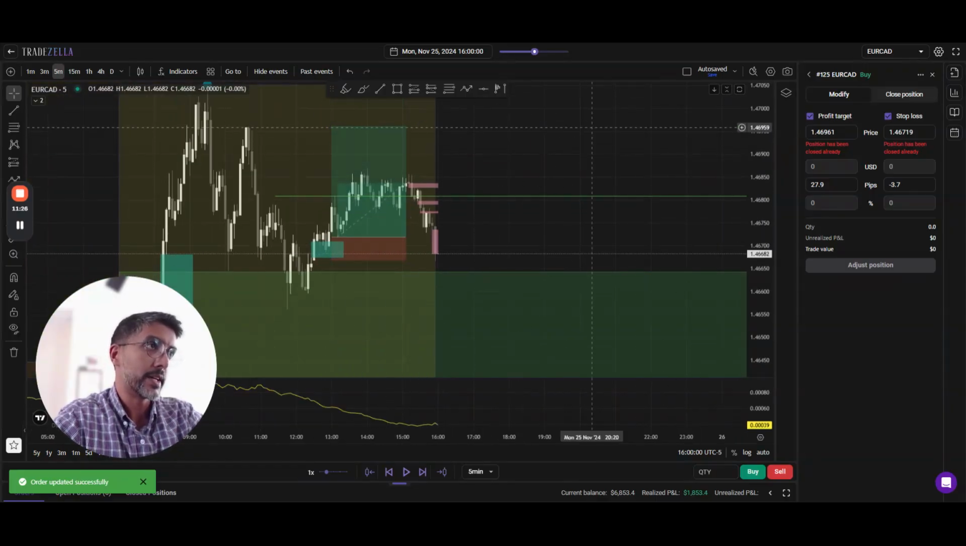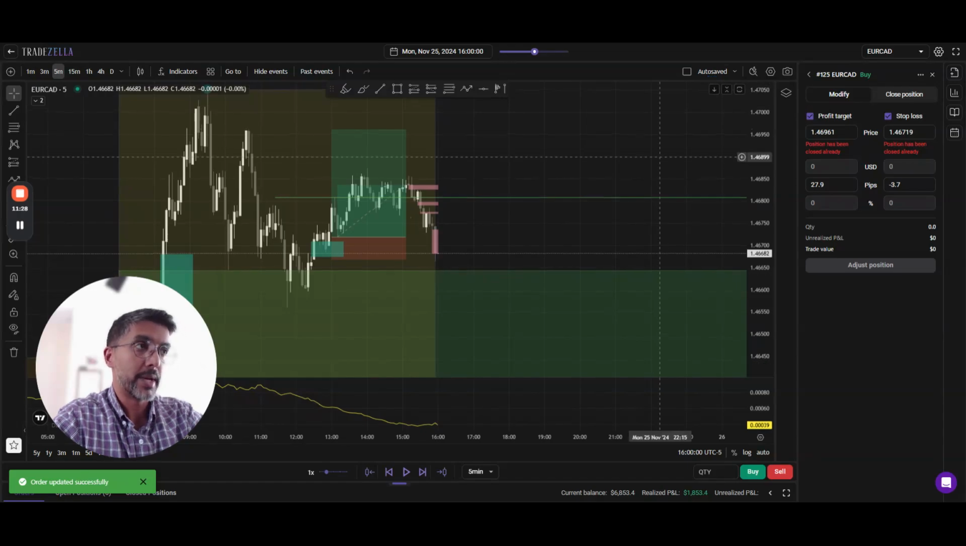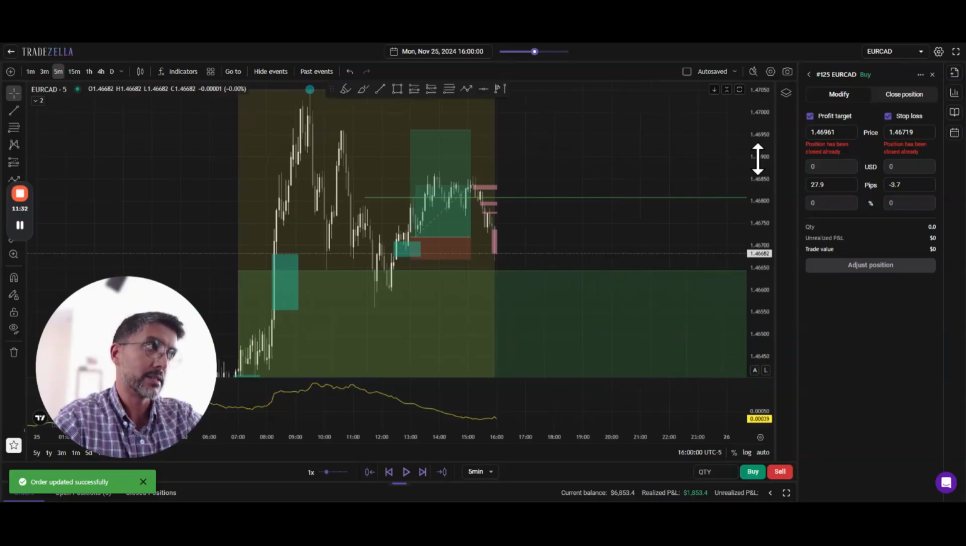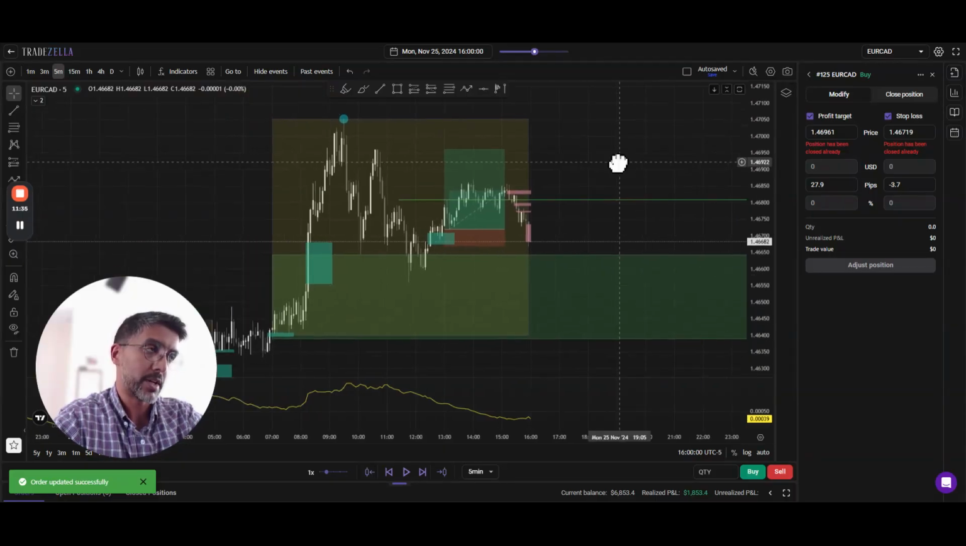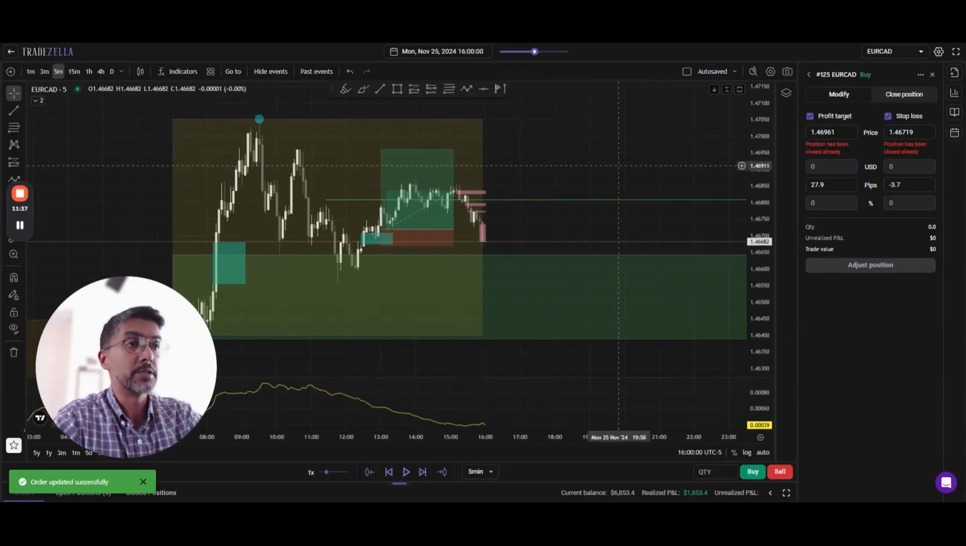Of course, we didn't get to take full profit, which is fine. We're managing the trade and coming away with profits whenever we can. So I think this is a positive trade, even though we don't get the full take profit. The important thing is understanding supply and demand zones, the good versus the bad, as well as price action for entry. I hope this helped.